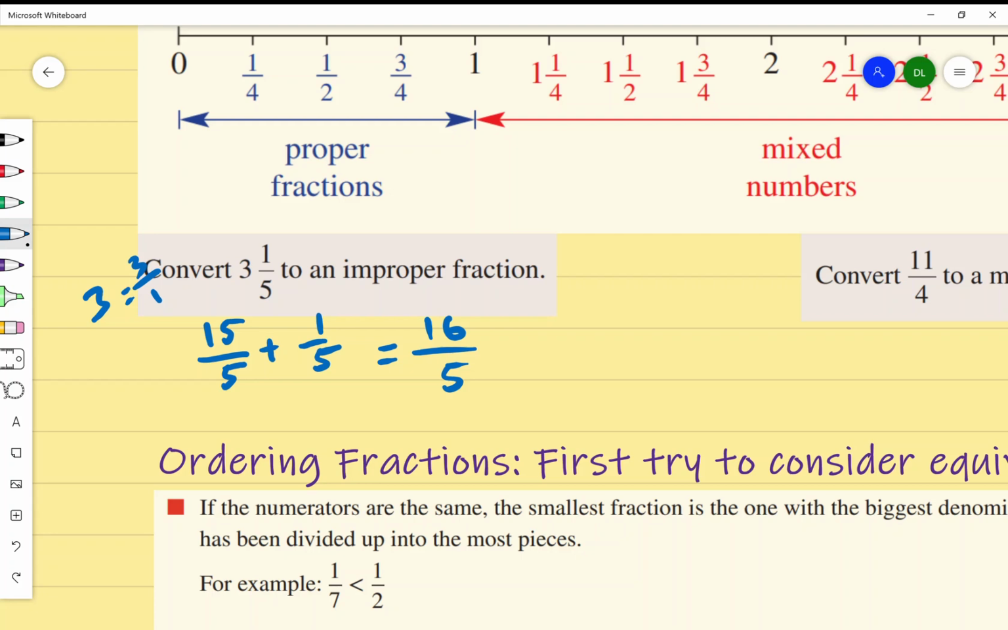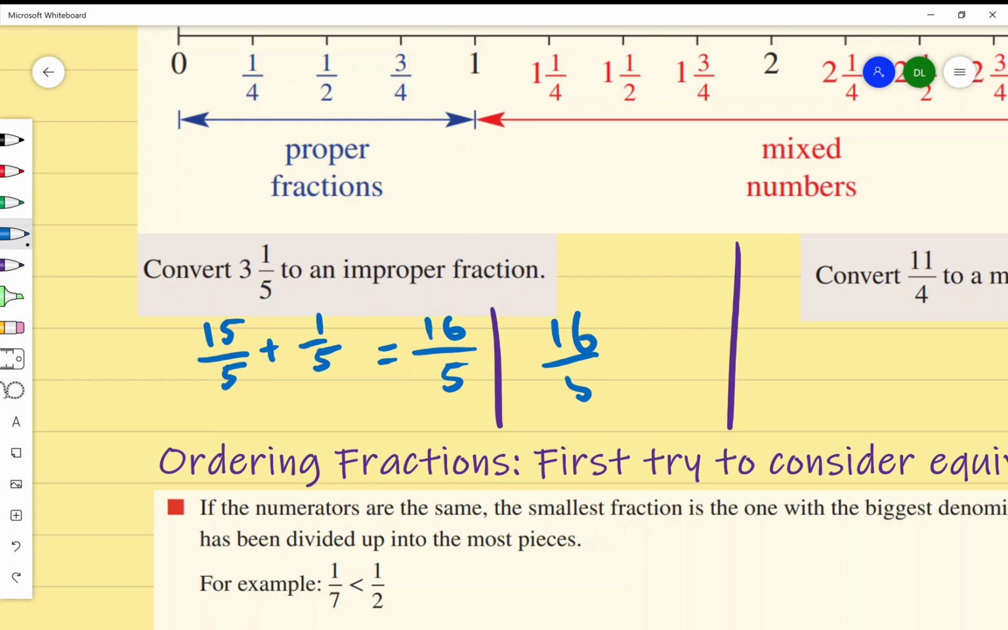I don't like doing it that way. I'm going to erase that over here, and I'm going to show you my way of doing it. So all I do is I say it's 3 1/5. I'm going to multiply these two numbers here. What's 3 times 5? Plus this one? 16. Bam, that's it. So I just multiply the denominator and the whole number, then add whatever numerator we had. Does that kind of make sense?